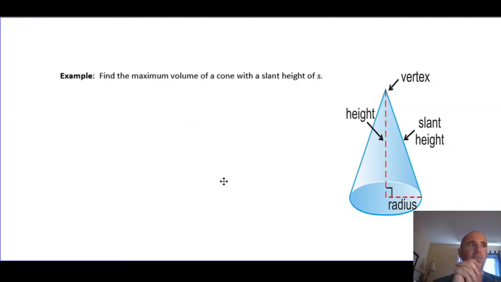We're going to finish this lesson with an optimization problem. One application of finding maximum and minimum values of functions is in optimization problems. In this case, we're looking for the maximum volume of a cone with a slant height of s. Now, there's a few things going on in this. First of all, notice that there are no values. We're just saying any cone, okay? Can we come up with a point at which we know the cone has a maximum volume?